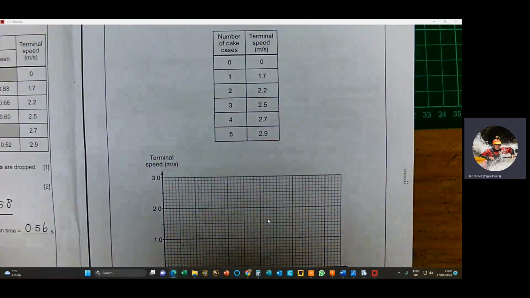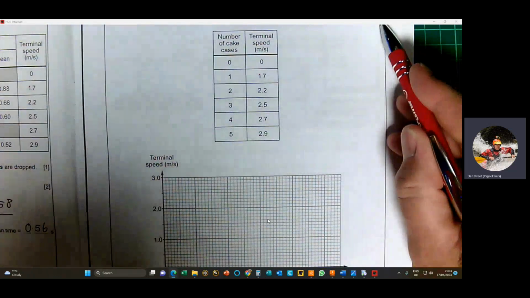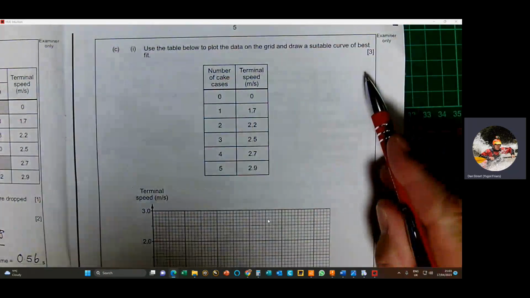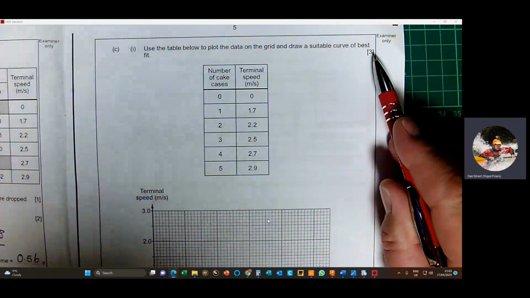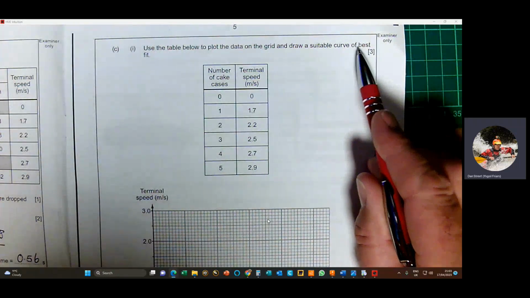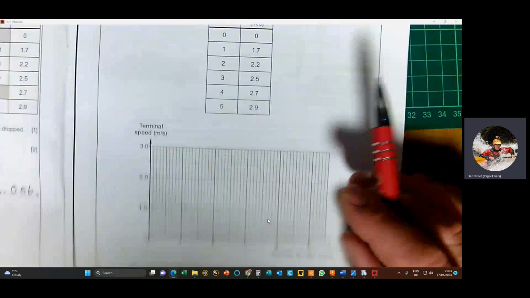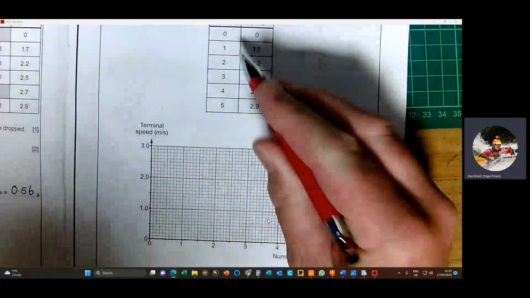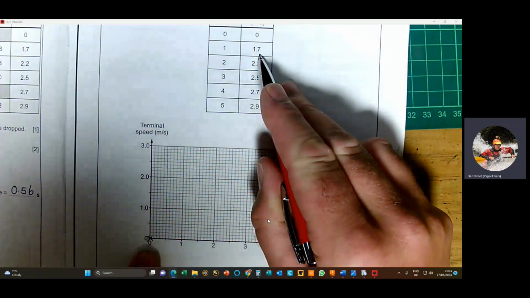And part C, use the table below to plot the data on the grid and draw a suitable curve of best fit. Now, of course, for 3 marks, then it is well worth getting graphs correct. And usually you get 2 marks for appropriate plotting and 1 mark for the appropriate line. Now, it specifically says a curve of best fit here. Okay, so we need to be careful that we do draw a curve of best fit, or a curve is what we're after. So the first data point is 0, 0. Okay, so put a nice bold cross on the 0, 0 point. And then when we drop 1 case, we get a terminal speed of 1.7 meters per second.